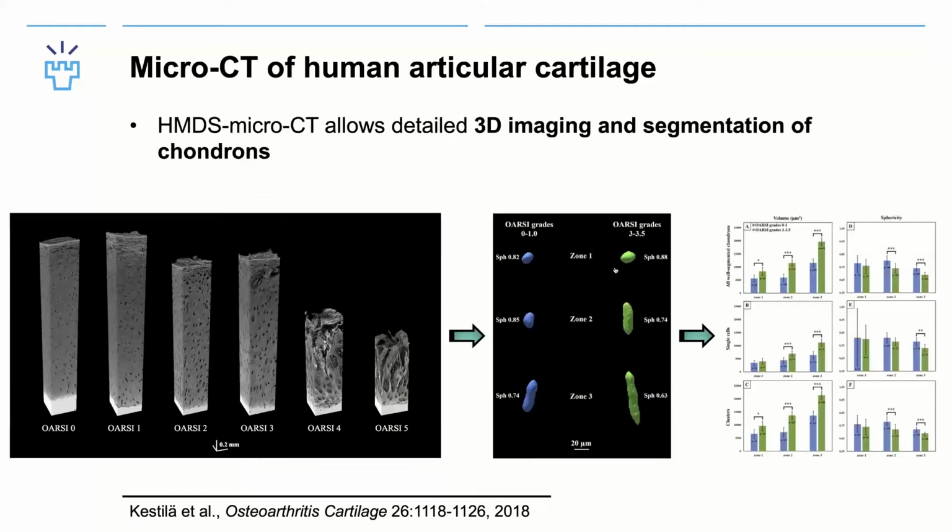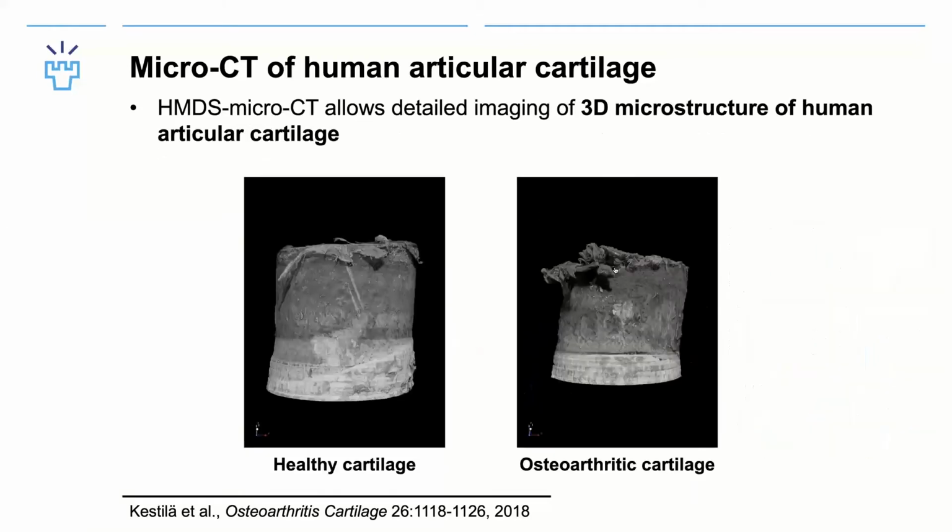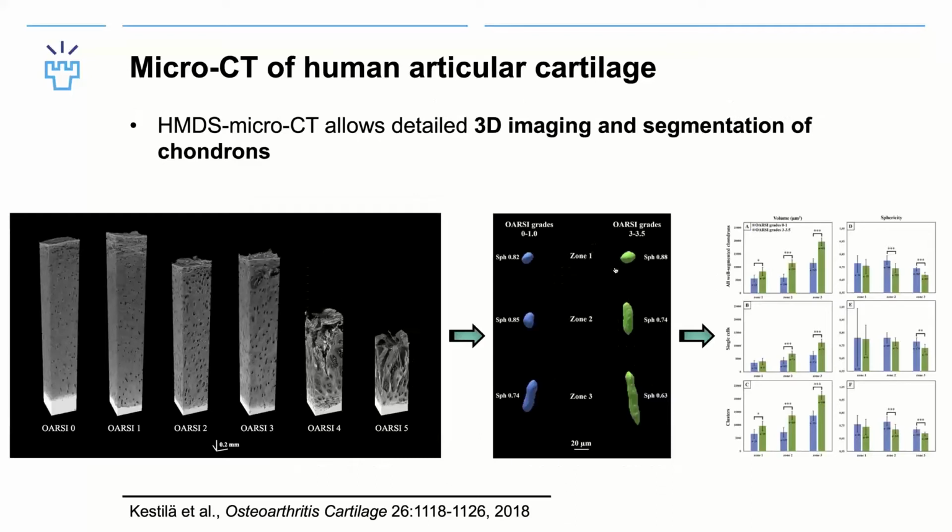And of course, besides these nice visualizations, it is possible to also do quantitative image analysis, and obtain some quantitative parameters for describing what is happening there as a function of disease severity. In this study, we use this dehydration contrast method to look at what happens to cartilage cells, chondrocytes, or more specifically chondrons.